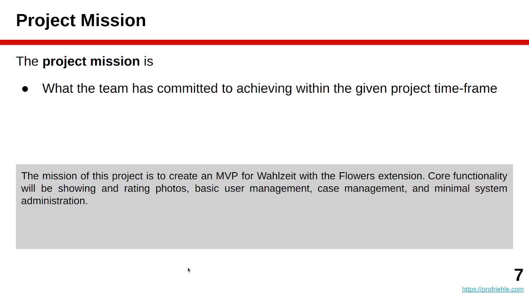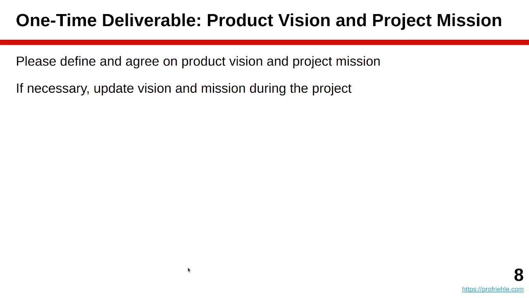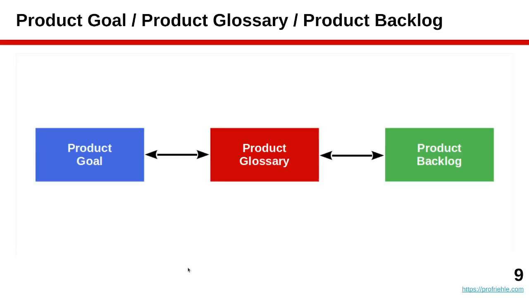And so, for example, going back to our flowers, it could be the mission of this AMOS project is to create a minimum viable product for the flowers extension of the Wahlzeit framework. And you list maybe some core functionalities. So it's tangible. The project mission has an end date, and you think about and formulate what you want to have achieved by that end date. Like the product vision, it's rather short. The product vision and the project mission are a paragraph each. Together, they constitute the product goal that Scrum asks us to have. And so this is a one-time deliverable. Think about what your product vision and your project mission is, and put it into the planning documents as described in the homework document.